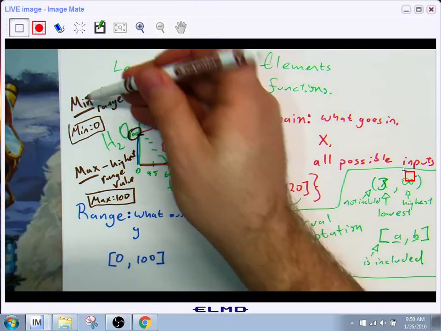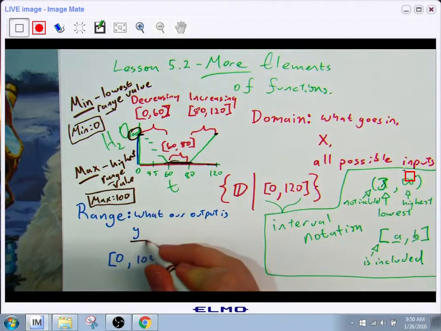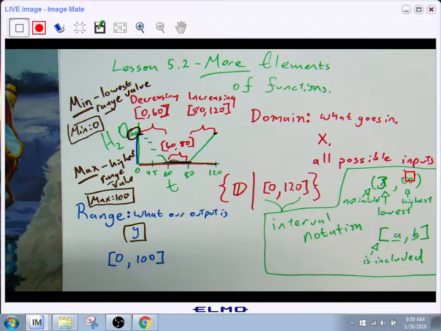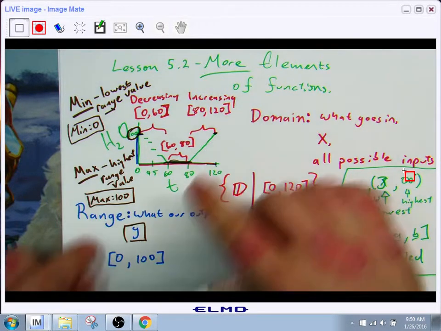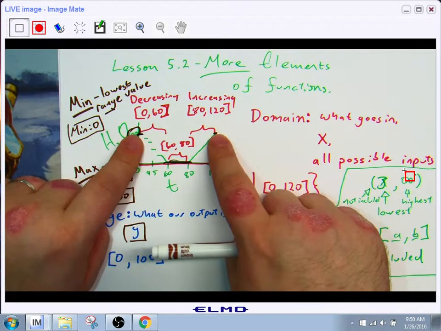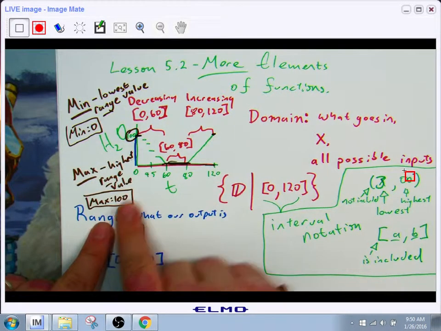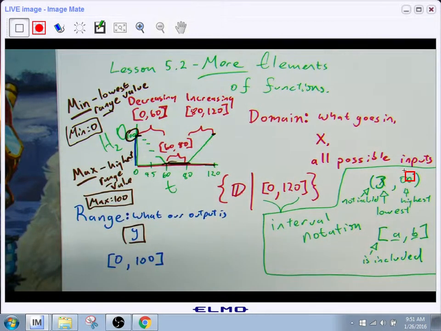So when we're talking about min and max, we're talking about range. We're talking about our y. Okay? And it's always the highest value and the lowest value. Even though this has 2 maxes, they're both at 100. We don't have to differentiate between them. We can just say the max is 100, even if it hits it multiple times.